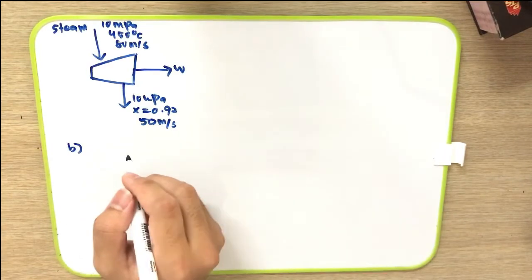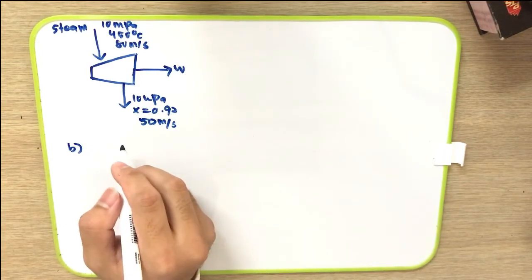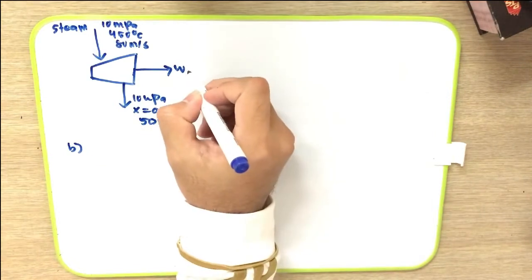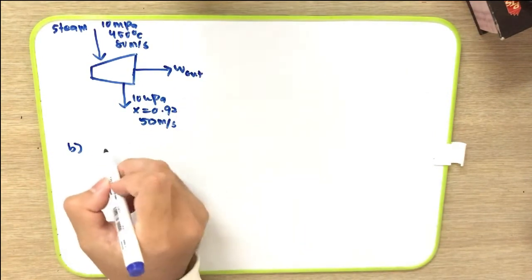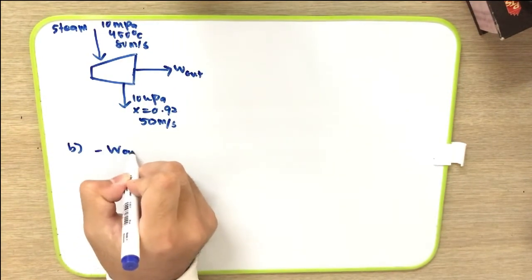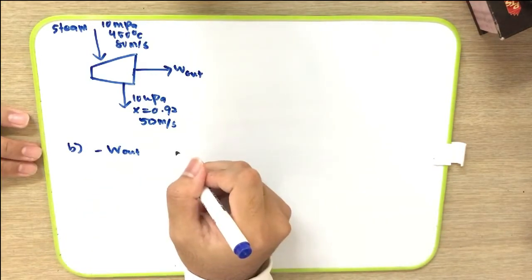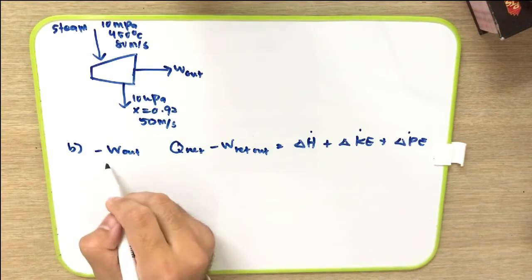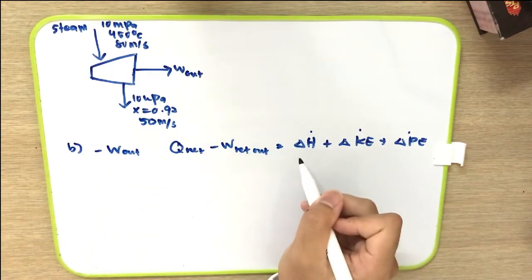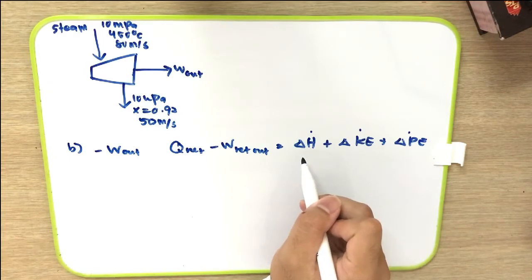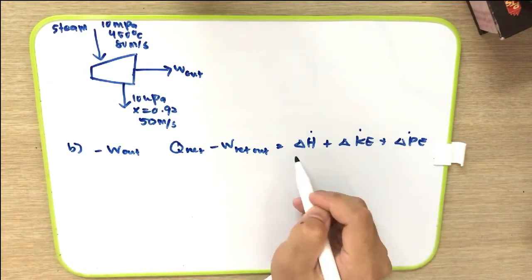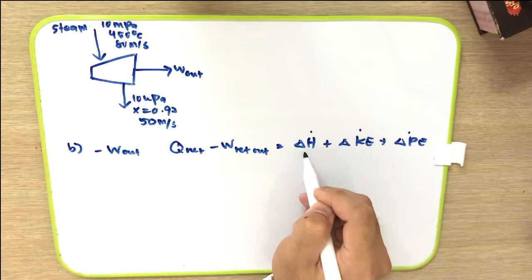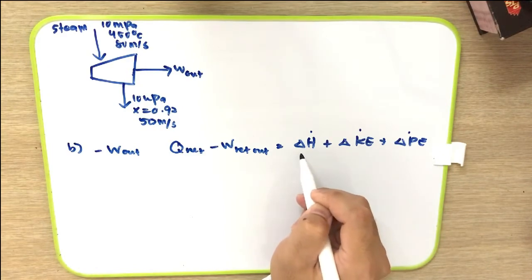Next, B, we need to find the power output. The power output means the W out, so we need to find the negative W out. By using the first law of thermodynamics for open system, we can find the negative W out. Please do not get confused: for closed system, in this equation, it is delta U, but for open system, it is delta H. Do not get confused, okay?